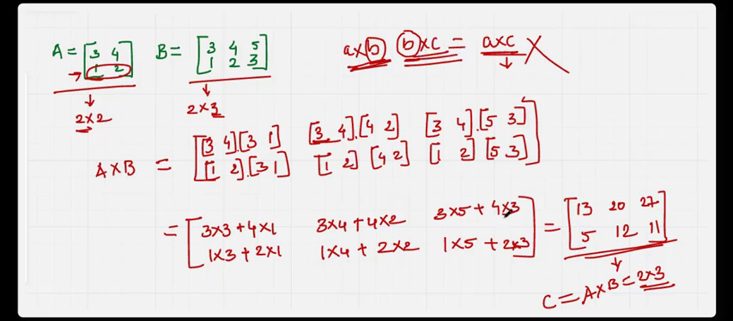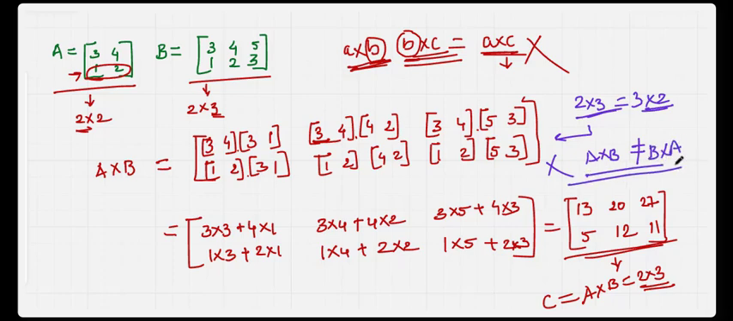Now one more thing to remember: matrix multiplication is not commutative. Let's understand what it means. In regular math, you can say 2 cross 3 equals 3 cross 2, correct? This is also 6, this is also 6. But for matrix multiplication, it is illegal. When you multiply A cross B, that will never be equal to B cross A. Always remember this.